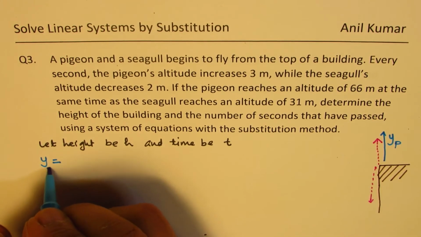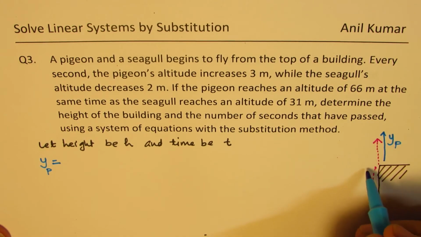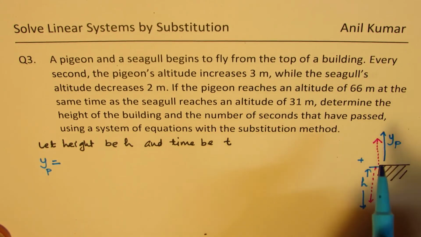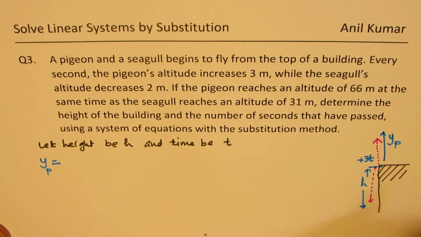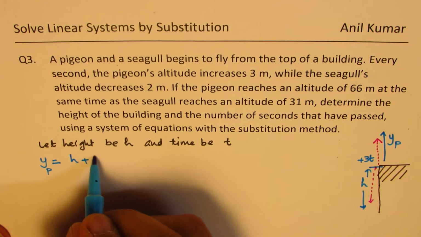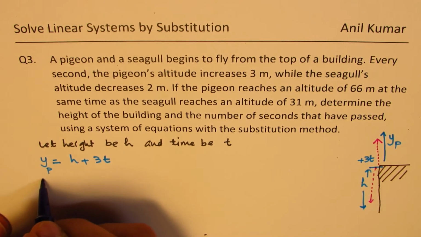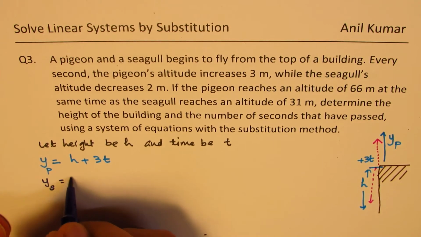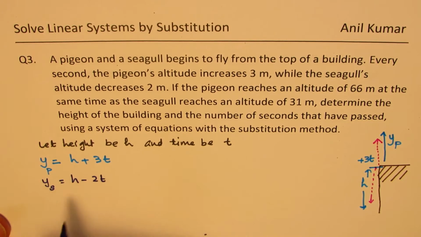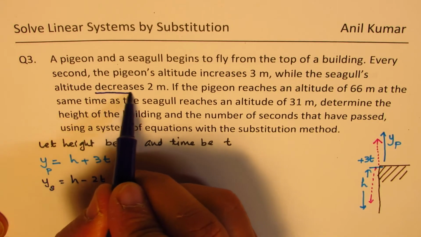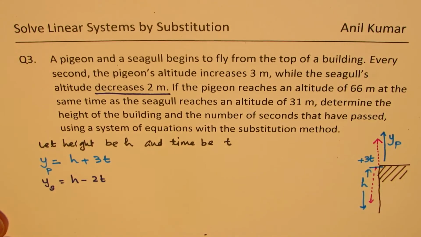So y value for pigeon is basically whatever this height is, right? This is height for us, plus it is going at the rate of 3 meters per second, right? So that means 3 times t. So it becomes h plus 3t. Is that clear to you? On the other hand, as far as the seagull is concerned, it is going down. So the y value for seagull is h minus 2t. Since the seagull is decreasing means negative by 2 meters. Is that clear to you?